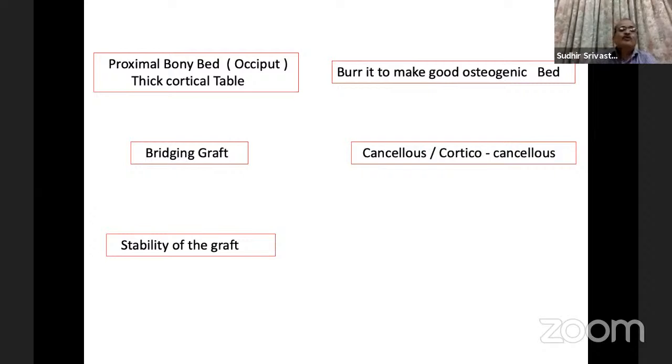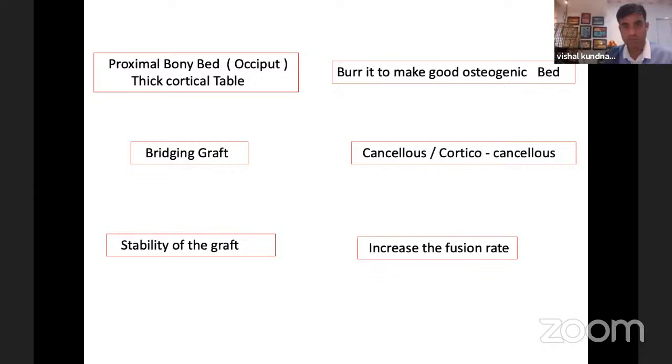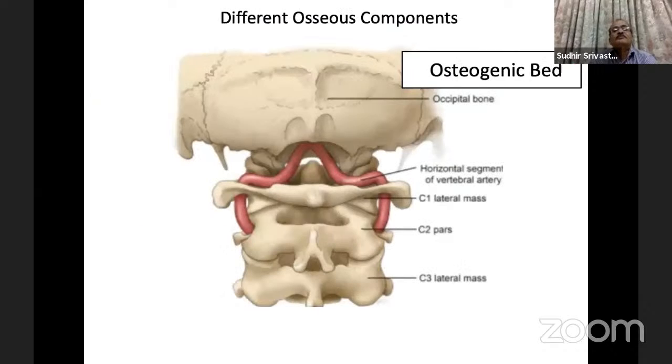And here I am going to stress throughout my talk the stability of the graft. You must try to stabilize the graft also. You have already done the good fixation, but if you don't provide stability of this graft, then this might go into non-union. So to increase the fusion rate in this occipito-cervical fusion, you must stabilize the graft.